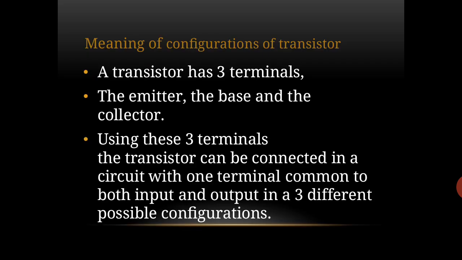So the meaning of configuration of a transistor. A transistor has three terminals: the emitter, the base and the collector. Using these three terminals, the transistor can be connected in a circuit with one terminal common to both input and output in three different possible configurations.